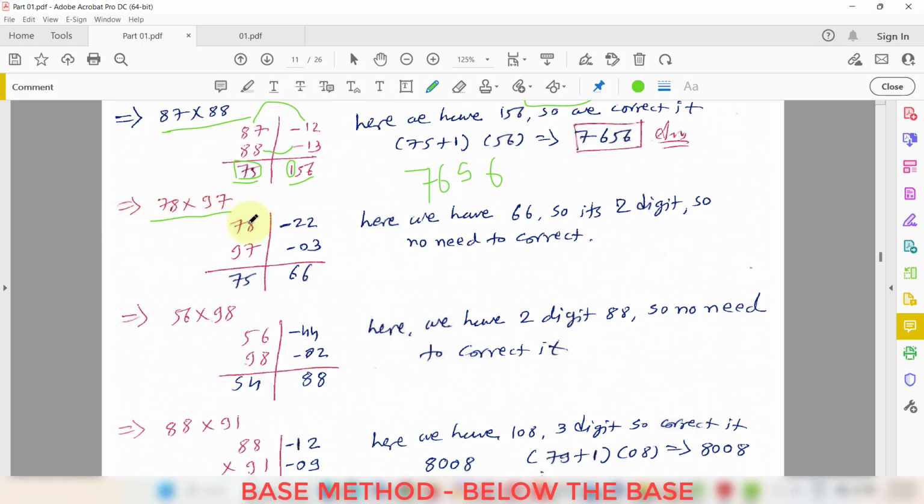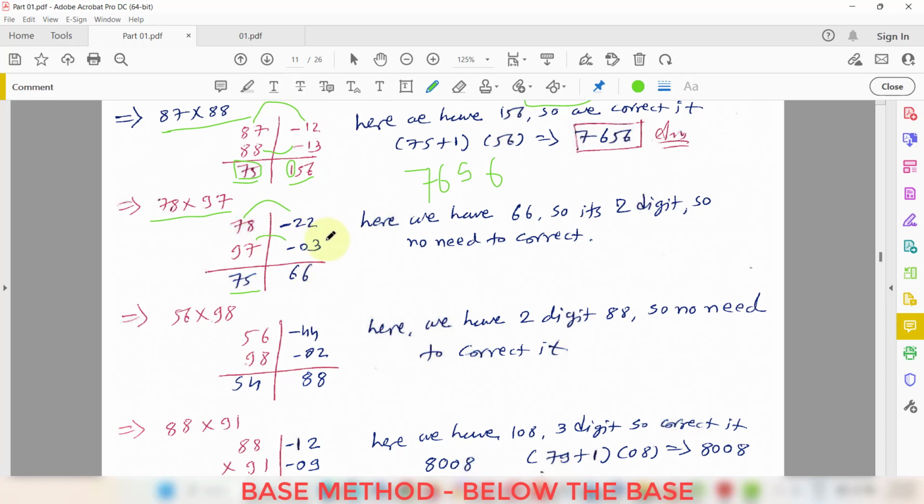78 times 97. So 78 is below 100 by how much? 22. 97 is below 100 by how much? Minus 3. So now here it is a trick. 97 minus 22, it might be difficult for you to give the answer in 1 second. So what we can do, 78 minus 3, it is very easy to calculate.